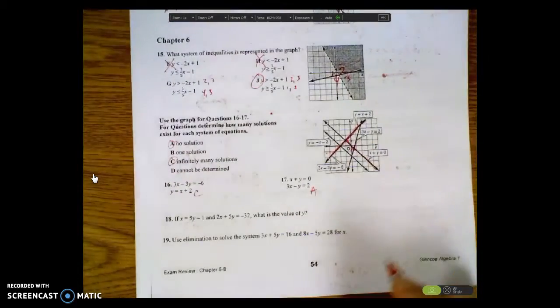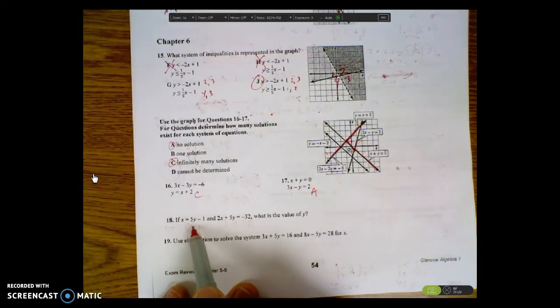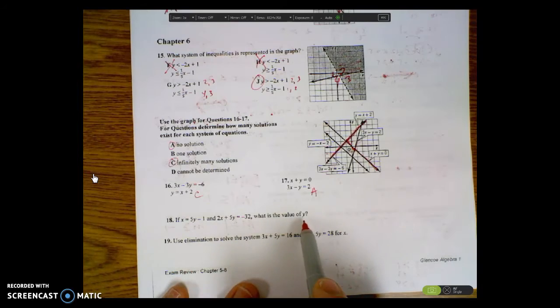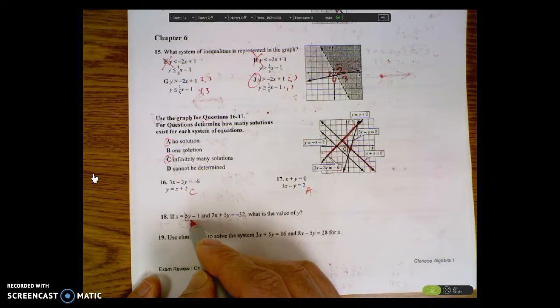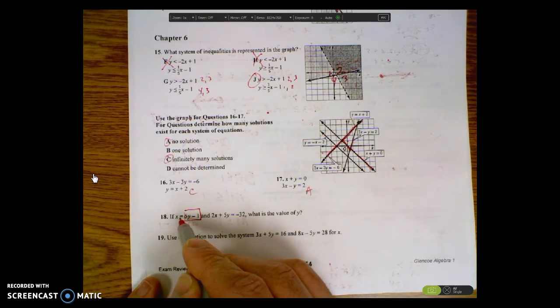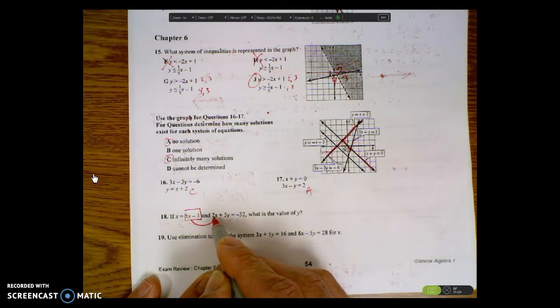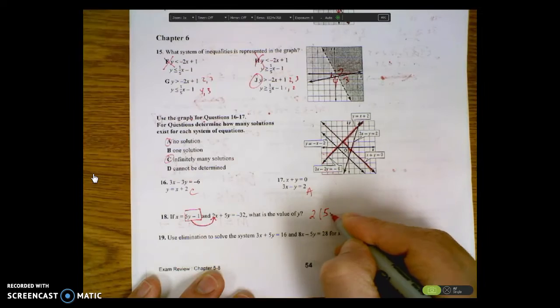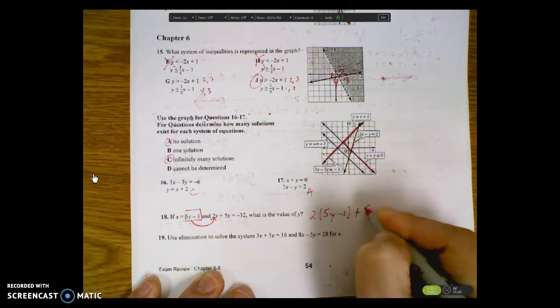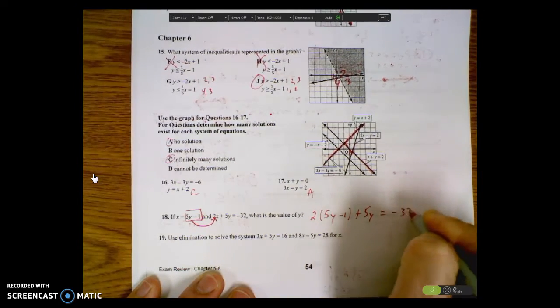All right. Number 18. We have two equations. What's the value for y? So we're going to solve this for y. We're going to use substitution. Because it says x equals 5y minus 1, I'm going to take that and put it right where the other x is in the other equation. So 2 times (5y minus 1) plus 5y equals negative 32.